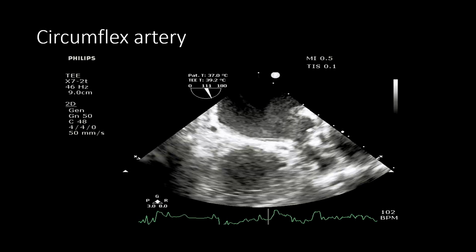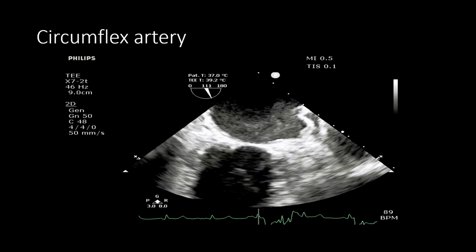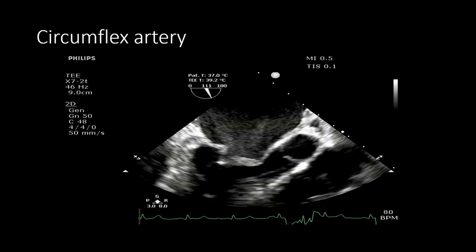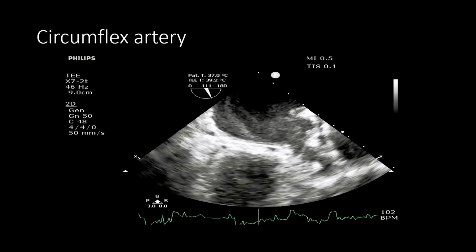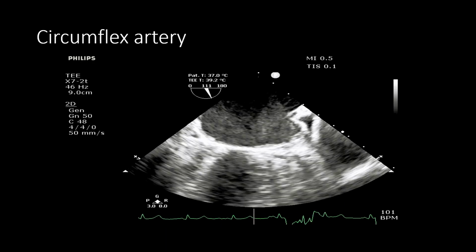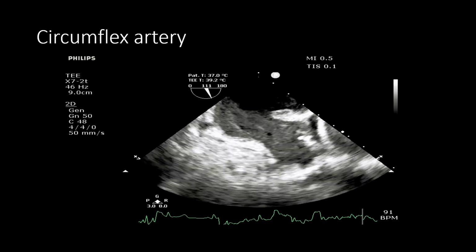When you apply color Doppler at a Nyquist limit of around 20 to 25, you can even see the flow in the circumflex artery. And when you assess in the post-CPB period, it is always said that you assess the circumflex before the heart starts beating, so that you can see the flow properly. Okay, that is all about the circumflex artery.